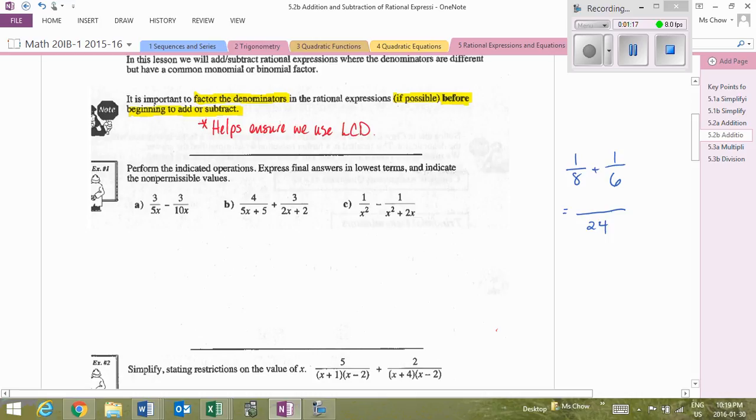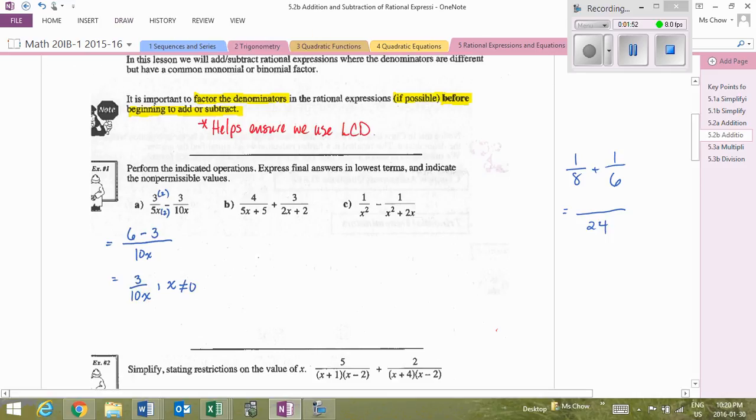So in part A, they have an x in common as well as a 5 in common. So our common denominator is going to be 10x. And so we're multiplying here, top and bottom, by 2. So then that gives us 6 minus 3, or simply 3 over 10x. That can't be simplified, but we have our non-permissible values or restrictions, so x cannot equal 0.